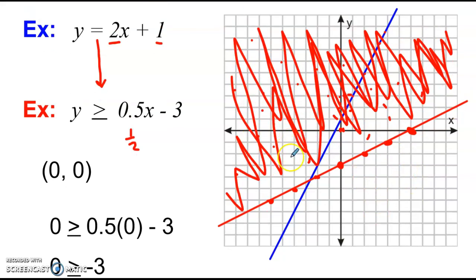I'll tell you one thing, there's also another shortcut. I'll explain this more when we meet today. But whenever you see a greater than sign, you're going to shade above the line. If you see a less than sign, you're going to shade below the line. But more on that later. This is enough information for now.